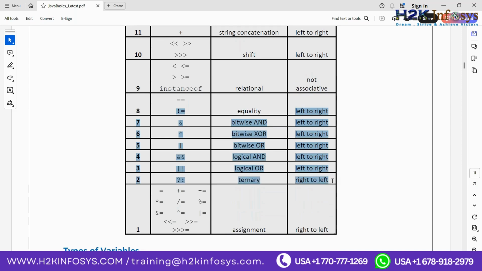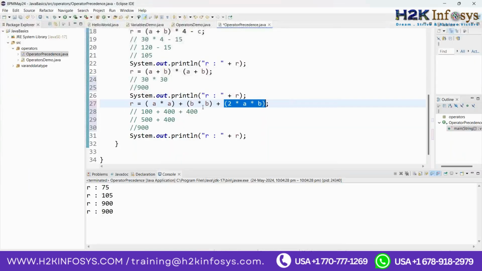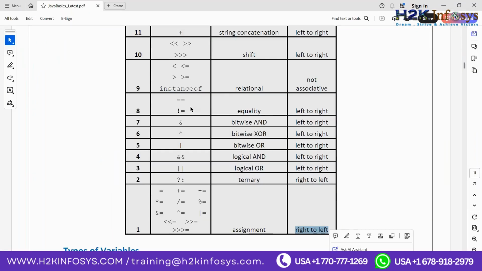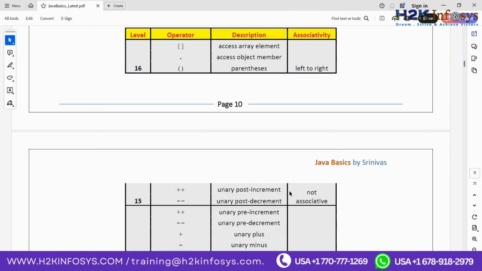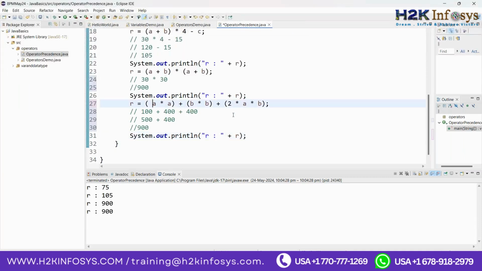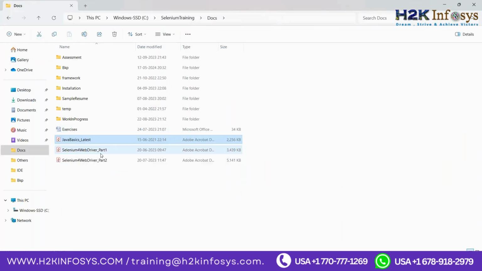So all these are left to right, but the main thing you see as right to left is the assignment operators. Assignment operators' associativity is right to left. That means for equal to, first the right side will be evaluated and then only the value will be assigned back to the left. So that is the reason assignment operators have associativity right to left. Otherwise, most of the operators have associativity left to right only. Don't confuse. So this is called associativity. And then precedence also. Precedence means priority. So this is where our parentheses become much more meaningful and useful. Simple.